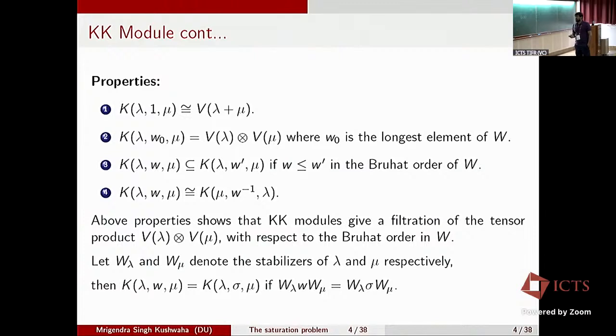So this property shows that the KK modules give a filtration of this tensor product with respect to the Bruhat order in W. And also here is one more property. If I take two elements W and sigma such that their double cosets are the same, then the corresponding KK modules will also be equal.